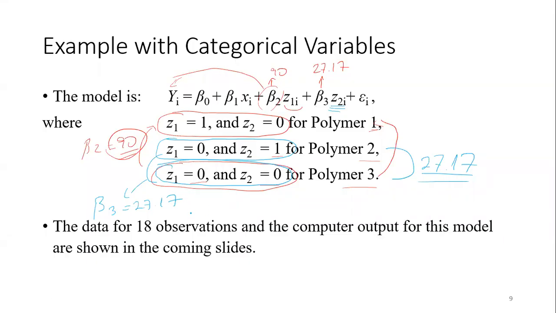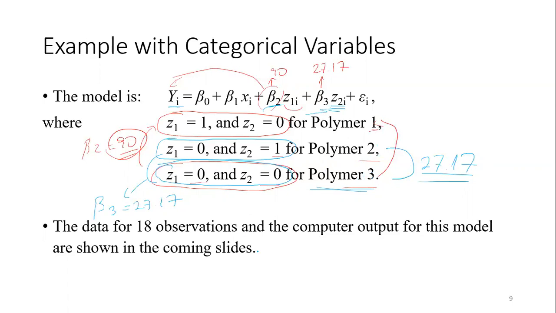So beta 2 and beta 3 show the additional value added to the variable y due to using polymer 2 or polymer 1 instead of polymer 3. So here the basis is where all of the z values are equal to 0, the basis polymer 3. Beta 2 shows the difference between polymer 3 and polymer 1, and beta 3 shows the difference between polymer 3 and polymer 2.